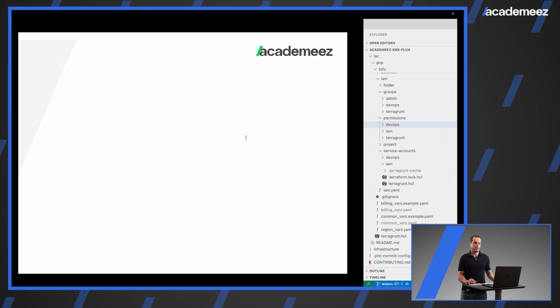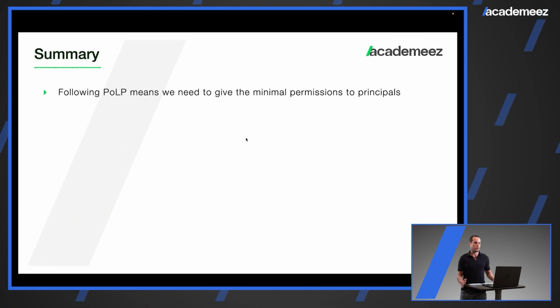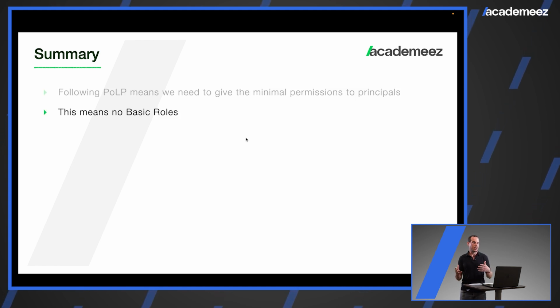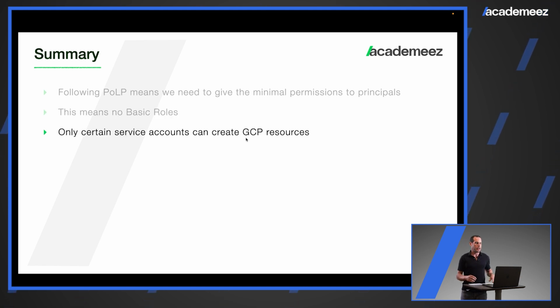Yeah, so this is it. We managed to follow the principle of least privilege. We give the minimum permissions to our users, to our developers, and we can create groups and give them minimal permissions and not give those basic roles like owners or viewers, those legacy roles that you should stop giving.